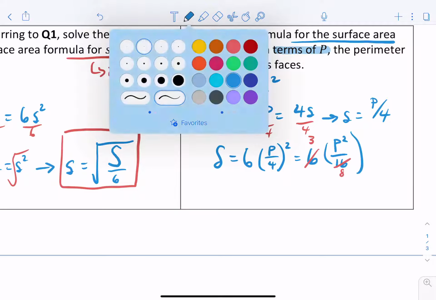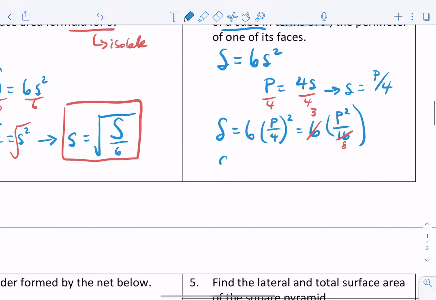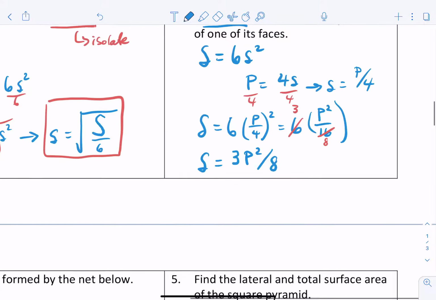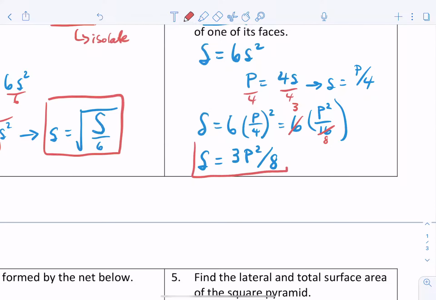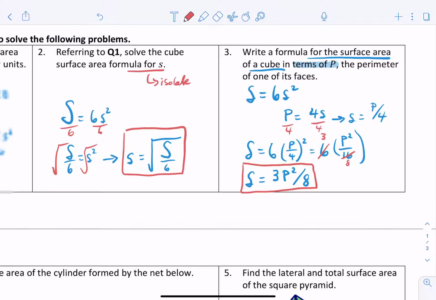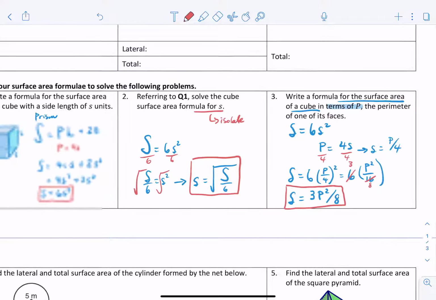So finally, here's my final version of this formula. Big S is equal to, no, I still have a 3, don't forget. A 3 times my perimeter squared, and then divide that whole thing by 8. Weird. Probably not a formula you've ever seen before, but it would work if you had the perimeter of your square base. You'd square it, multiply by 3, divide it by 8, and there you go.